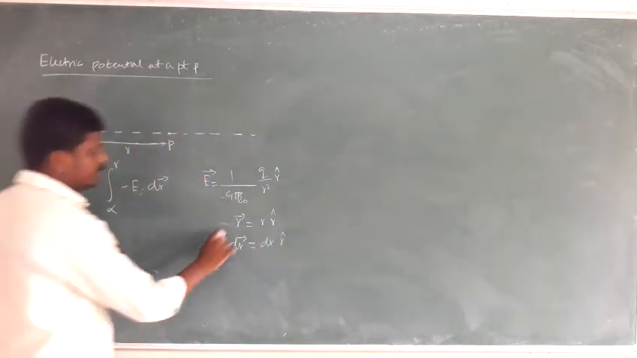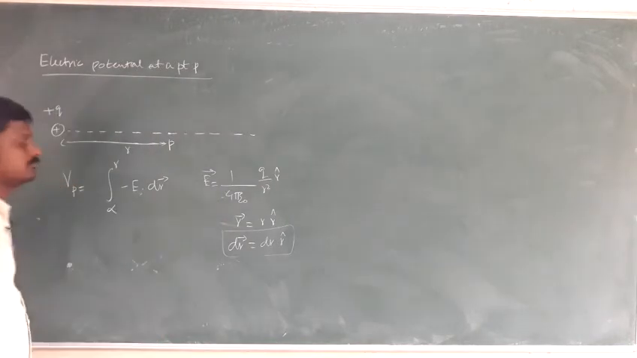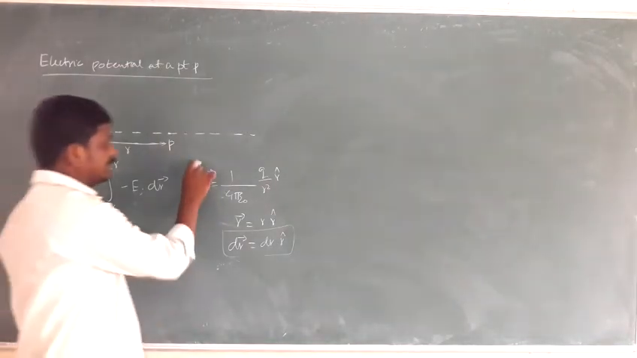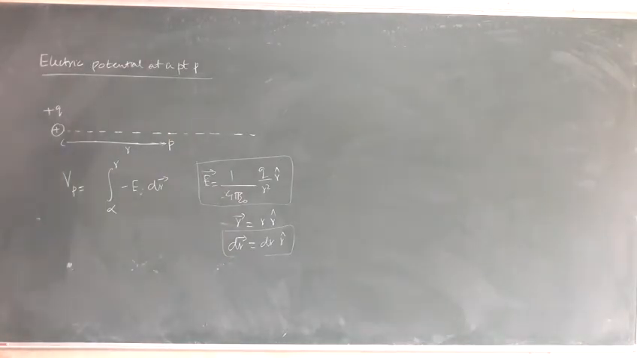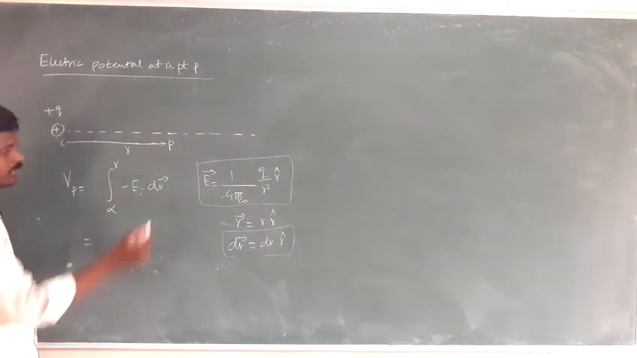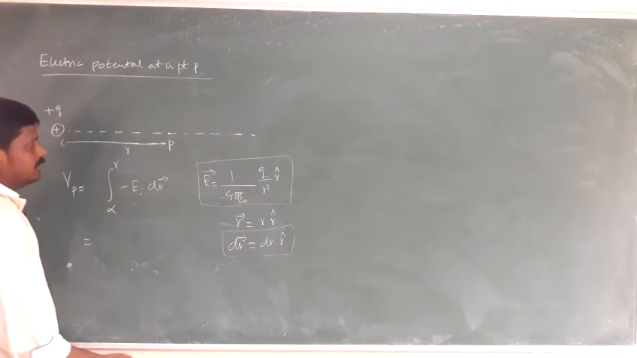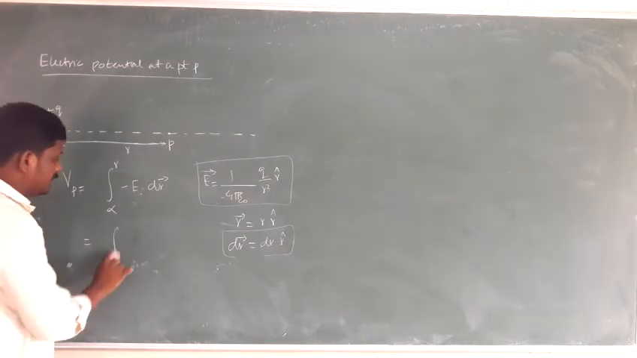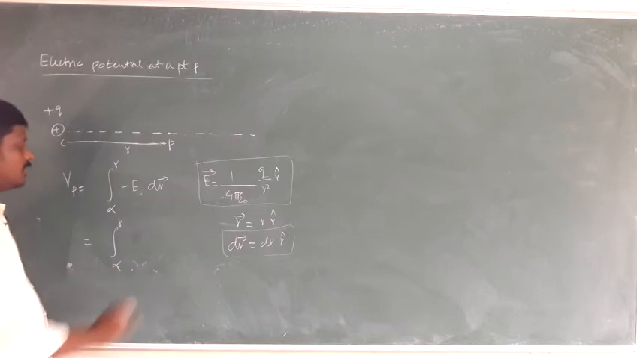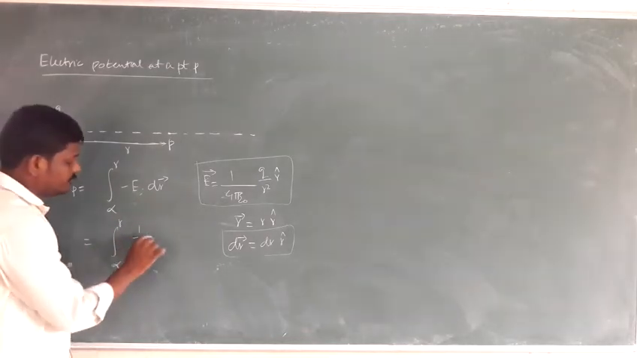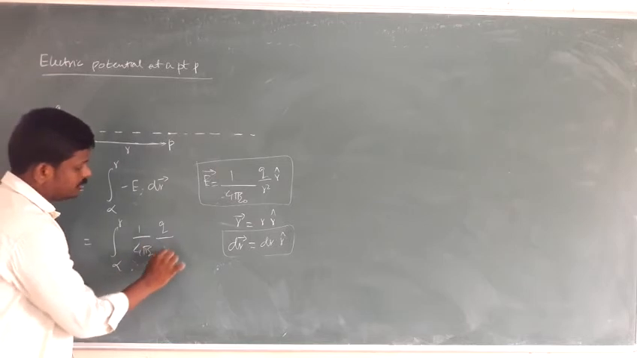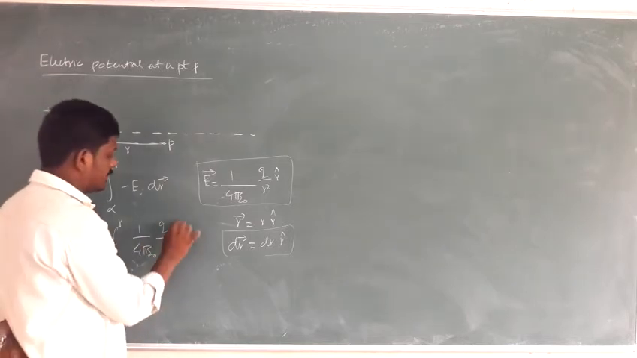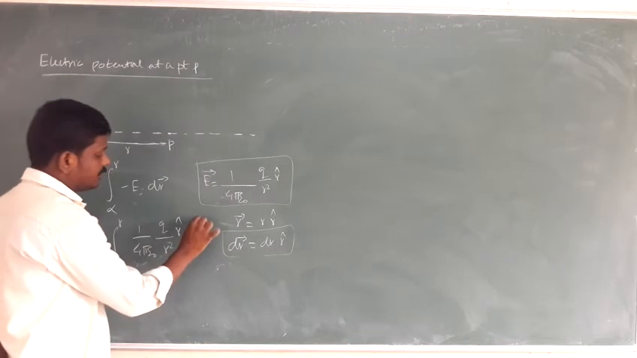So substitute dr vector is equal to dr R cap, as well as electric field E is equal to 1 by 4 pi epsilon naught Q by R squared R cap. Taking out the minus, the integral from infinity to the finite distance R, where E is 1 by 4 pi epsilon naught Q by R squared R cap, dr vector.